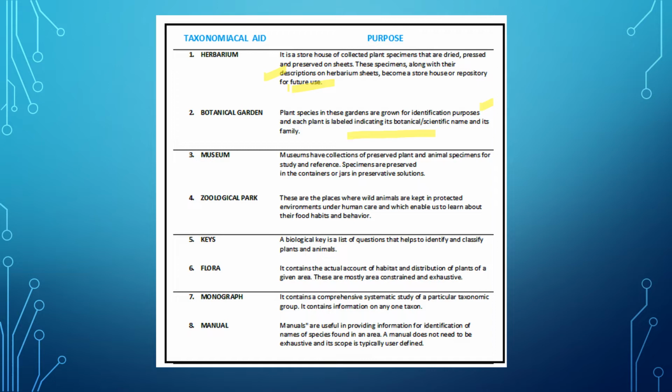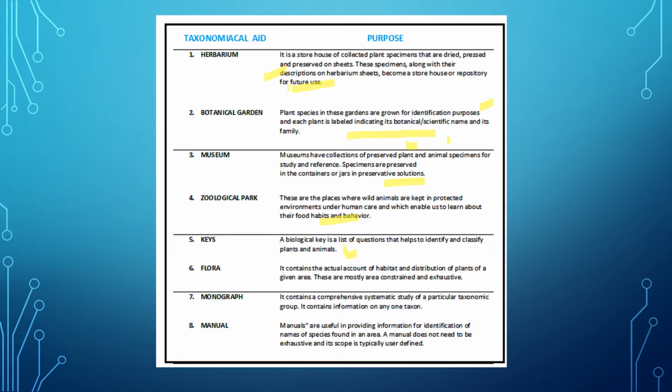Next comes museum. Museums have collections of preserved plant and animal specimens for study as well as for reference purposes for future studies. Specimens are preserved in containers or jars in preservative solutions. Next, zoological park. In a zoological park, you can see various wild animals which are kept in a protected environment and under human care, which enables us to learn more about their food habits and behavior. Next aid is keys. A biological key is a list of questions that helps us to identify and classify the various plants and animals which are responsible for the huge diversity in our ecosystem.